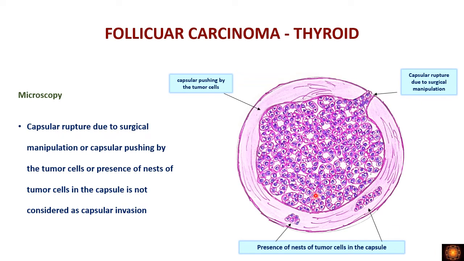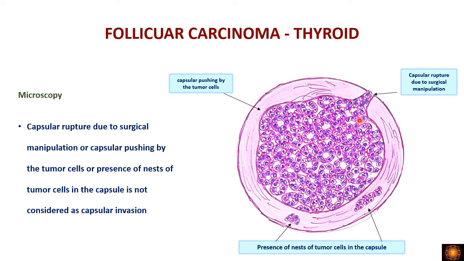Why this is important is, we can see many patterns which appear as if there is an invasion, but we should not call it an invasion. Like we have a capsule which is pushed by the tumor cells. Now this should not be taken as a capsular invasion. Or we have a linear break of the capsule with the tumor cells in it. Now this occurs when we do fine needle aspiration.